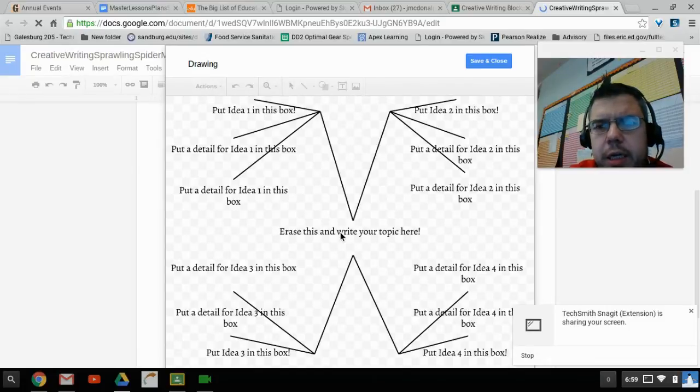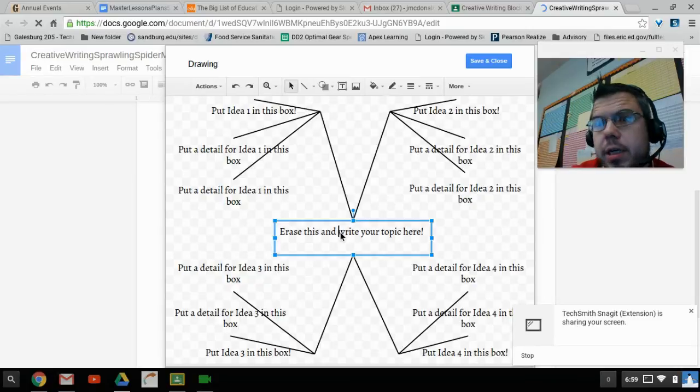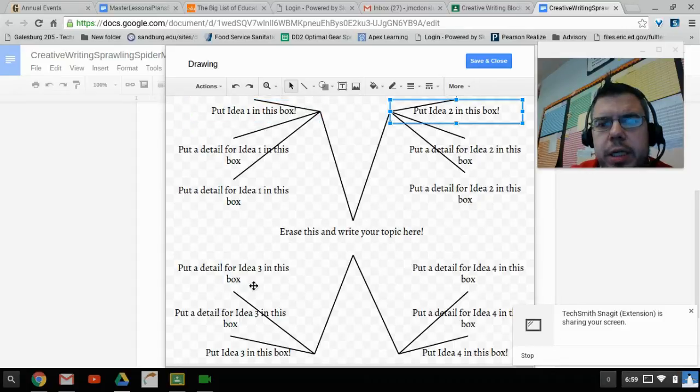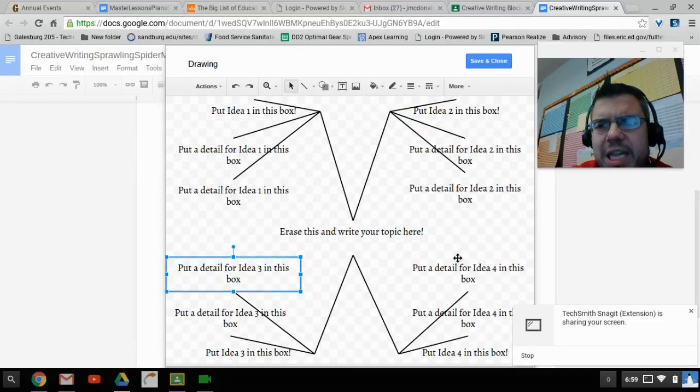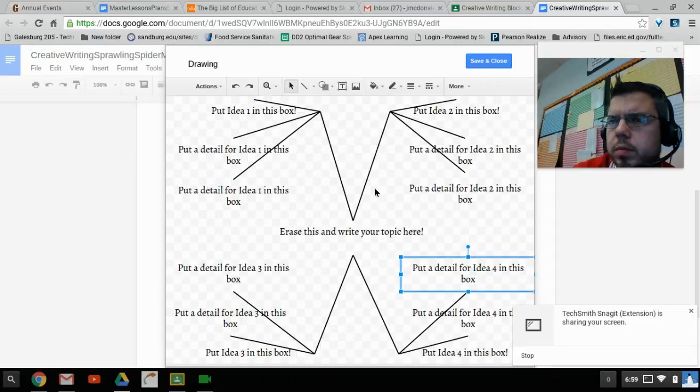Erase this and write your topic here. So let's say I have an example of, I'm going to have something big. Let's say school. Okay, so I'm going to have school, and then I'm going to start breaking down these different ideas. So school, this could be lunch, this could be homework, this could be classes, and this could be schedule.